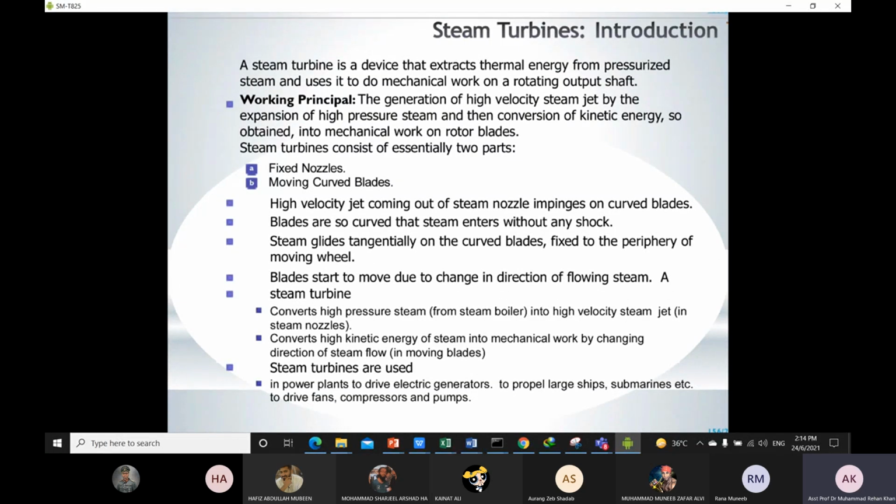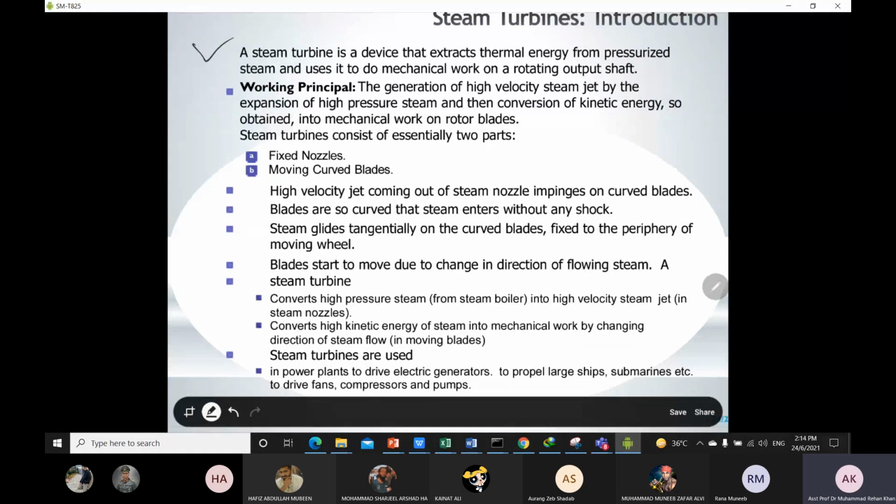This is just theory, so you just have to go through it. A steam turbine is a device that extracts thermal energy from pressurized steam and uses it to do mechanical work on a rotating output shaft. The working principle is the generation of a high velocity steam jet by the expansion of high pressure steam, and then conversion of the kinetic energy so obtained into mechanical work on rotor blades. A steam turbine consists of essentially two parts: one fixed nozzle and moving curved blades.